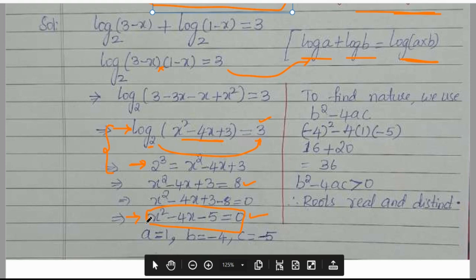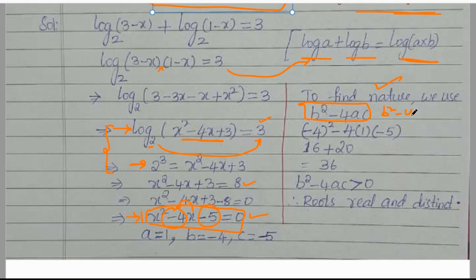So in quadratic equation form, a is x square coefficient, so 1, b is x coefficient, so minus 4, and c is constant, so minus 5. So to find the nature of the roots, we have to apply this formula, students. That is b square minus 4ac. So b is minus 4, a is 1, c is minus 5. So minus 4 square value is 16. Negative into negative is positive. 4 ones are 4, 4 fives are 20. So 16 plus 20 is 36.